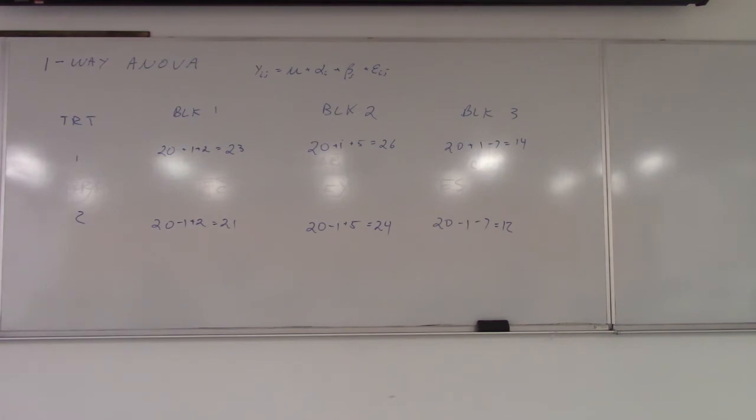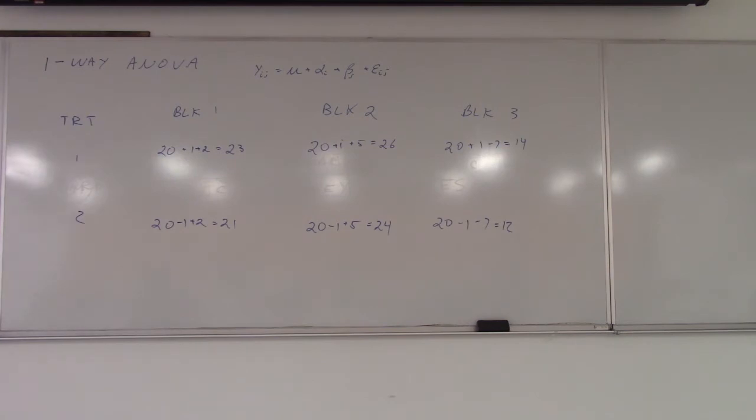So let's make a little graph now. How shall I do this graph? I'm going to do treatment one versus treatment two, and I'm going to have block one, block two, and block three. I'm going to draw two lines, and this is going to be the yield.